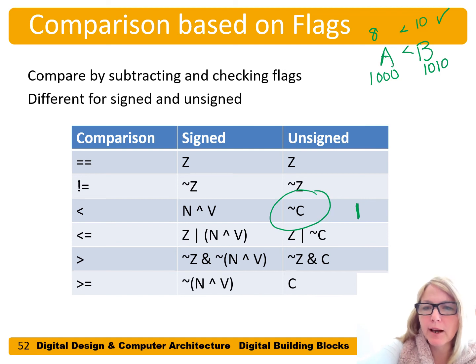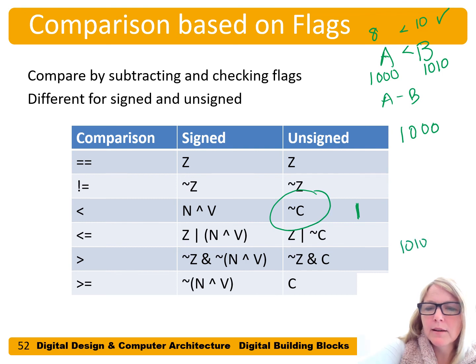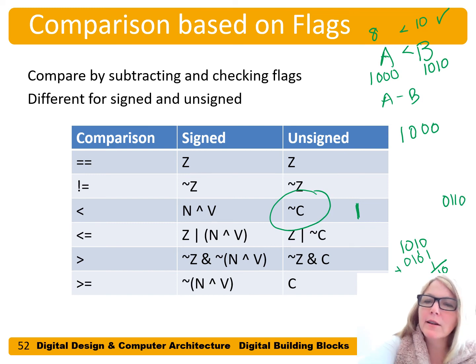So let's see what happens. So A less than B, we're still performing A minus B. So we're going to get A, or 8, minus B. So we still take that B and take the 2's complement of it, invert the bits, add 1. And we're going to get 1 plus 1 is 0, carry the 1, 1, 1, 0. So we're going to get 0, 1, 1, 0.